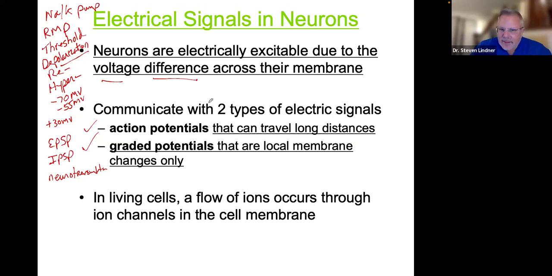We'll talk about the different types of electrical signals that are delivered through neurons. One of them is an action potential and another is a graded potential. So let's take a look at this short little video here.